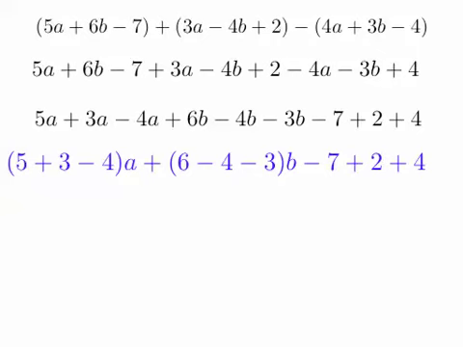But you don't need to do this. This is just a very formal way of showing why adding the like terms is valid. But once you know why it's valid, you don't need to do it every time. And then we can just add, and we get the answer 4a minus b minus 1.